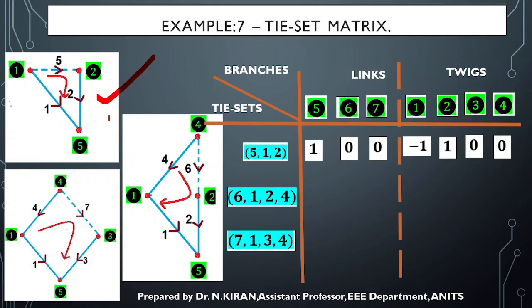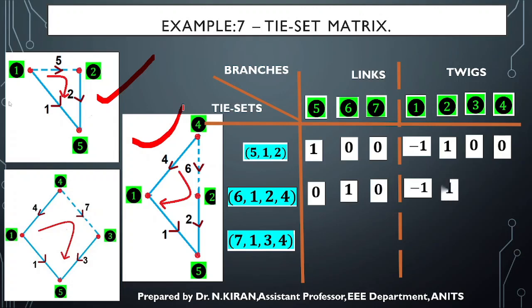So now I'll consider my second tie set. 5 is nowhere related, 0. 6 is in the same direction, +1. 7 is nowhere related, 0. 1 is in the opposite direction, -1. 2 is the same direction, +1. 3 is nowhere related, 0. 4 is in the opposite direction, -1.